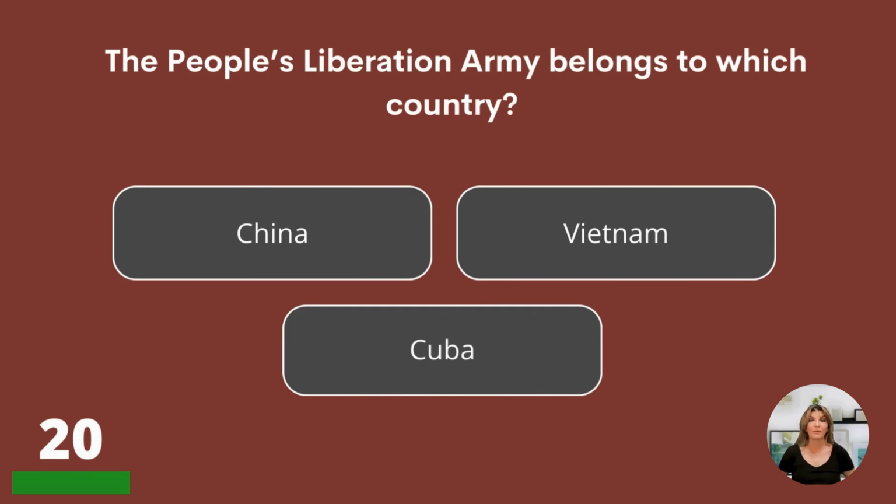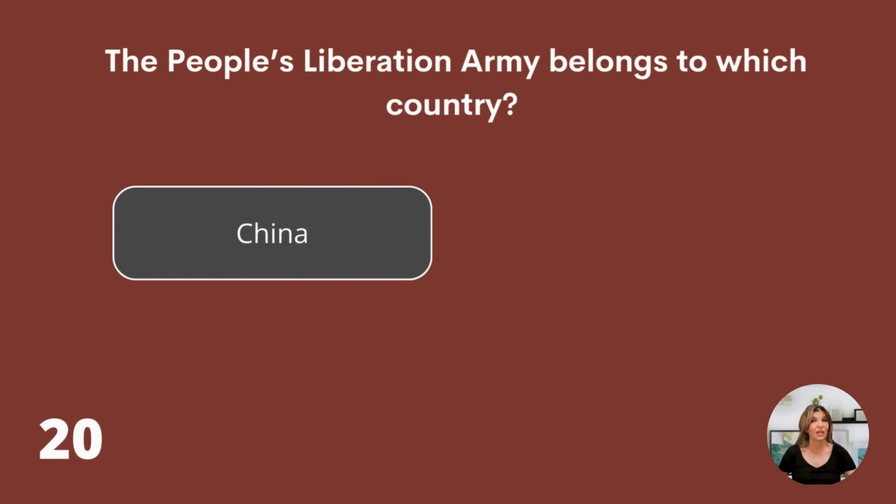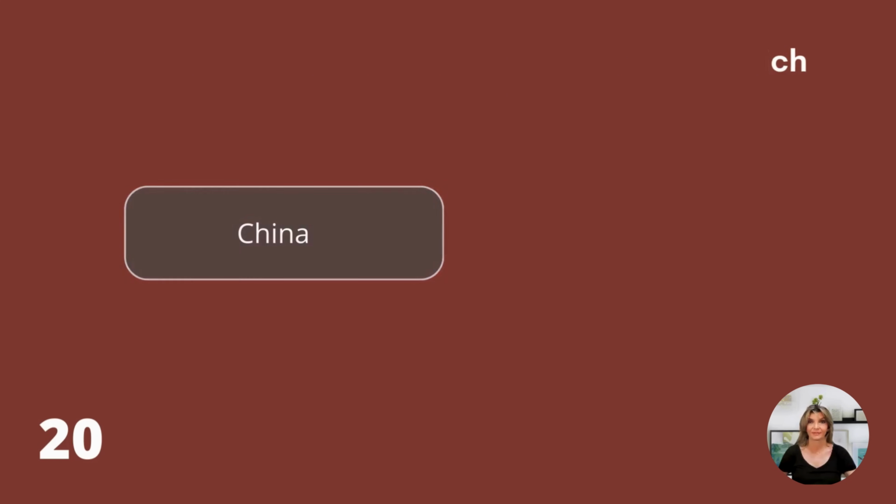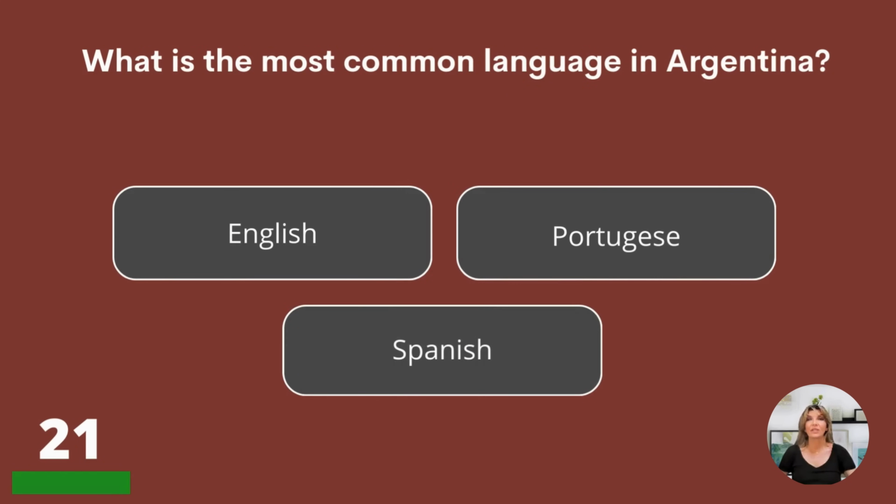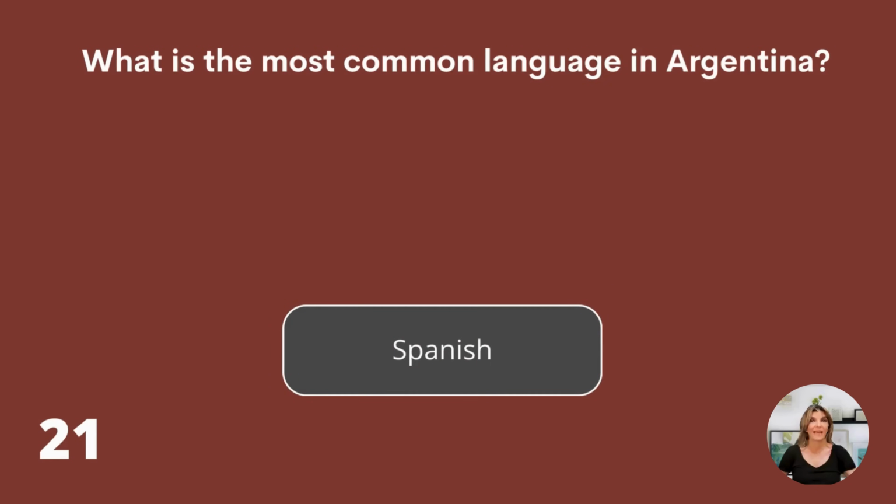The People's Liberation Army belongs to which country? China, Vietnam, or Cuba? China. What is the most common language in Argentina? English, Portuguese, or Spanish? Spanish.